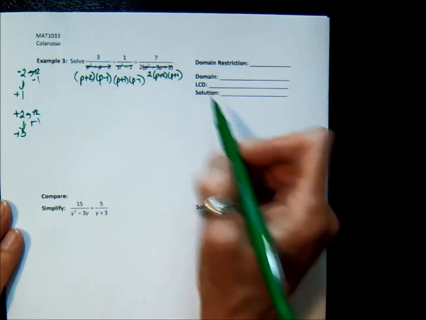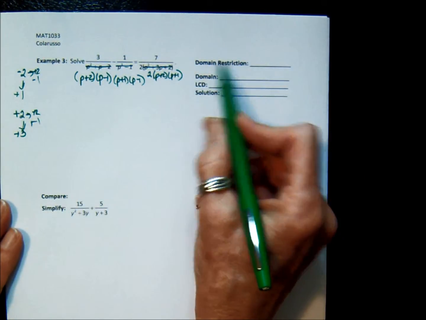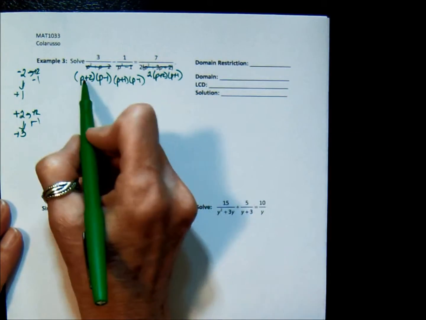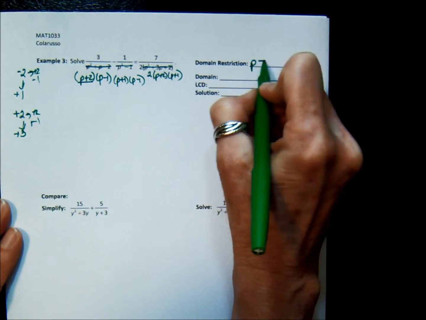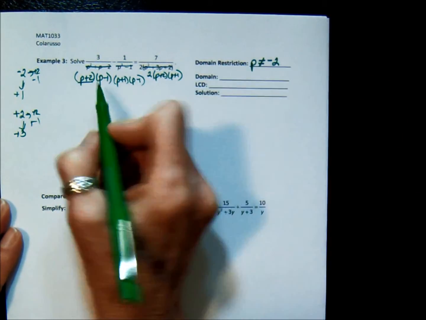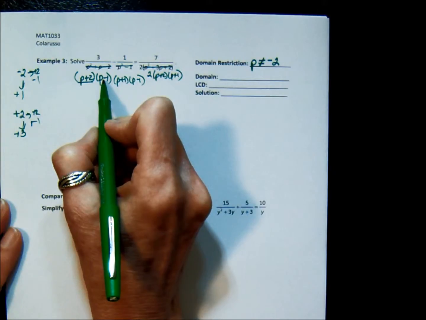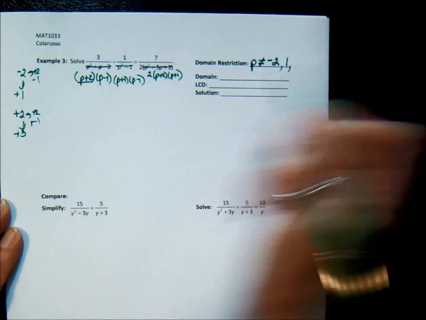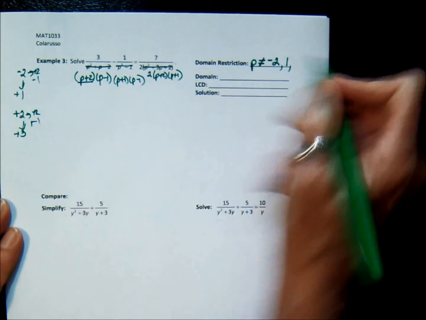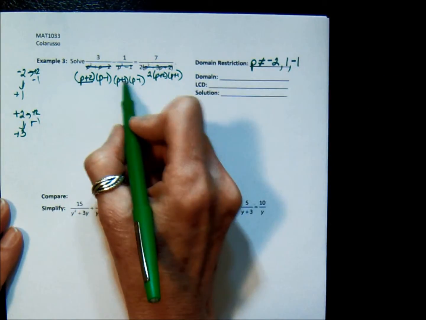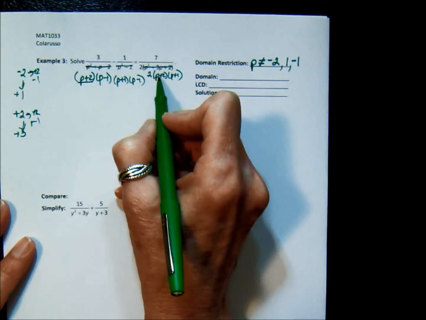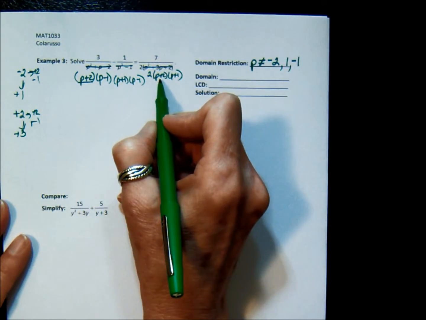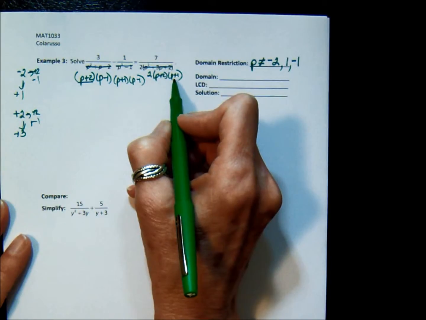Let's look at what it is that p cannot be. What domain restriction do we have? So let's look at the first piece. Here, p can't be negative 2. So p cannot be negative 2. Here, for this one, p cannot be 1. Here, p can't be negative 1. Here, p can't be 1, but I already have that. Up here, p can't be negative 2, but I already have that. And here, p can't be negative 1, but I already have that.